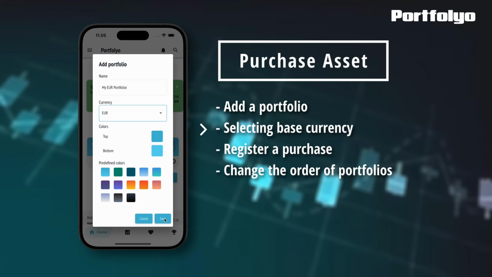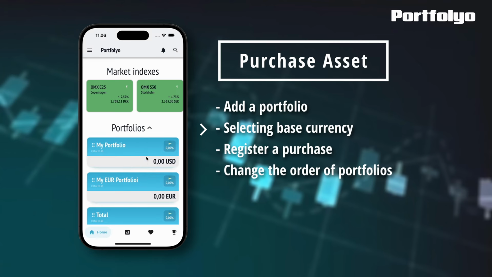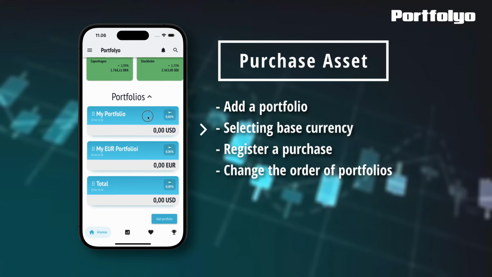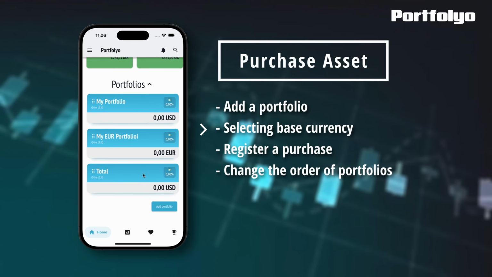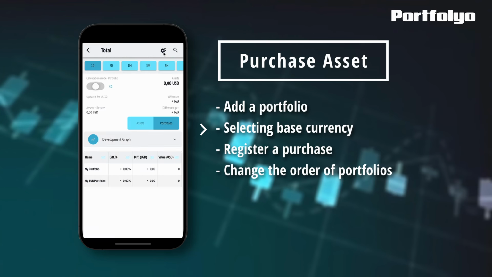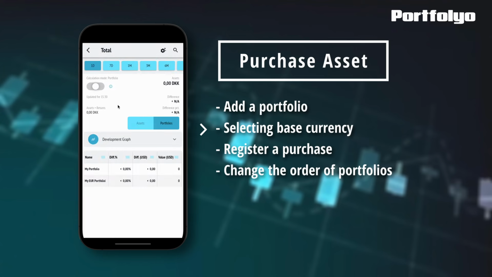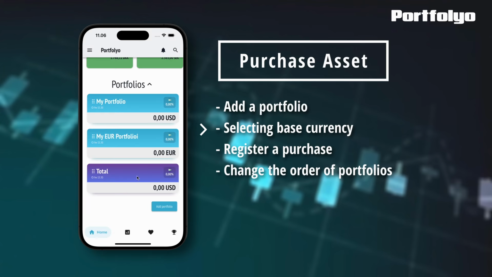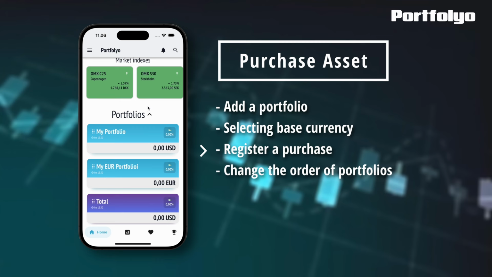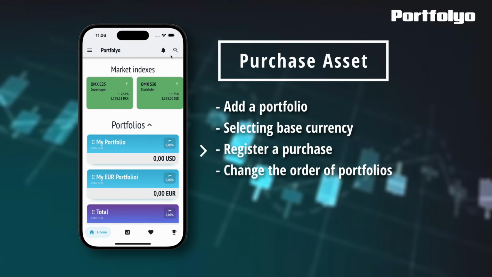And save. Now, the new portfolio appears along with a total portfolio that sums up my two portfolios. I open the total portfolio and select Settings. Here, I have the option to choose a background color for the portfolio to easily differentiate it from others. I purchased 3M from my broker and will now register the purchase.